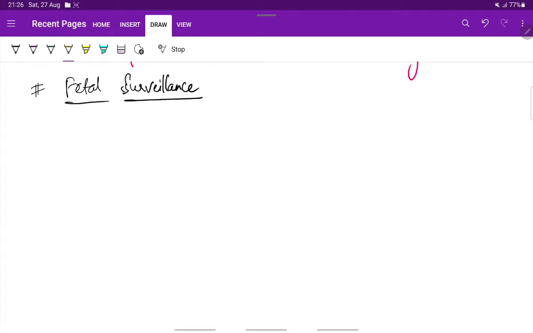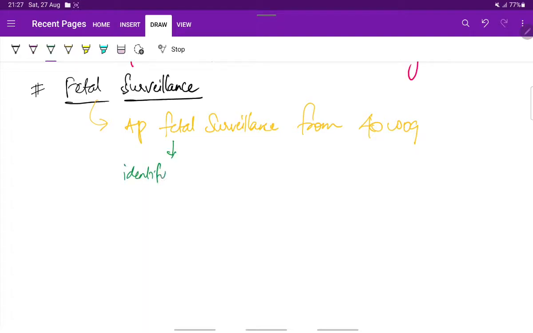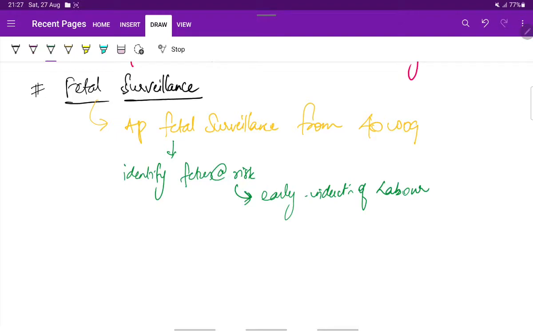Fetal surveillance is very important during the whole antenatal period, and it is necessary to start antepartum fetal surveillance from 40 weeks of gestation. By doing fetal surveillance, we can identify the fetus which is at risk, and in such conditions we can induce the labor early, which will be beneficial for both the mother and the fetus.